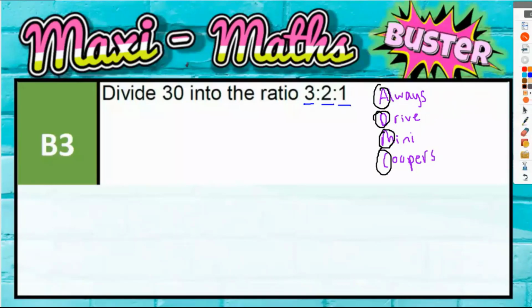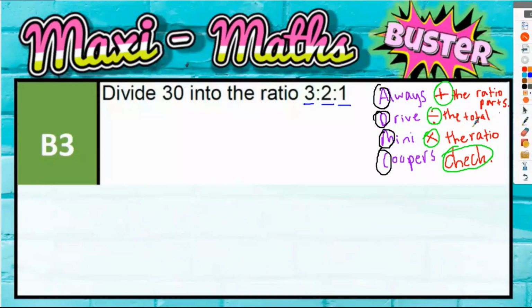Now, to cut a long story short, these first letters stand for something. So the A stands for add, and you need to add up how many parts in the ratio we've got. So add the ratio parts. See what we mean in a minute when we run through the example. D stands for divide, and we are going to divide the total by how many parts there is in the ratio. Divide the total. M stands for multiply, so we multiply the ratio. And C stands for check. So yes, it goes always drive Mini Coopers, but it basically stands for add, divide, multiply, check. See what we mean when we do this example.